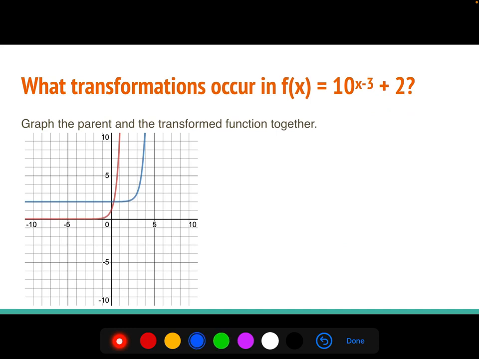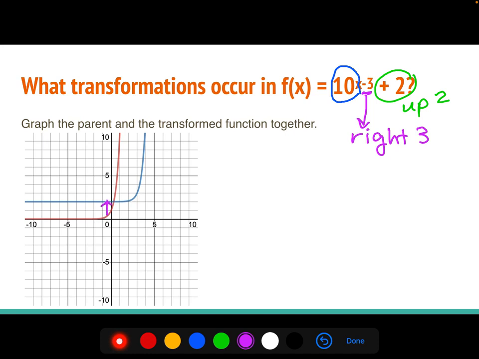All right, let's look at this one. So we'll go back and look at the parent function. What transformations occurred in f of x is 10 to the x minus 3 plus 2. So 10 to the x is the parent. The base is 10, x is the part of the parent function. So one of the things I noticed is the plus 2. We know that's at the end, so that's up 2. But the other thing I noticed is this minus 3. Minus 3 means it went to the right 3. And that minus 3 is in the exponent with the x. That's how I know he's left and right.